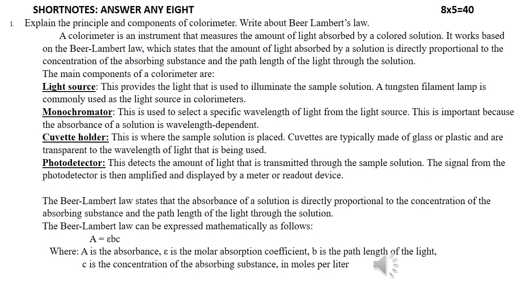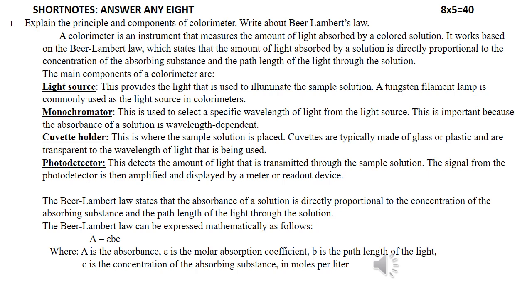Cuvette holder: this is where the sample solution is placed. Cuvettes are typically made of glass or plastic and are transparent to the wavelength of light that is being used. Photodetector: this detects the amount of light that is transmitted through the sample solution. The signal from the photodetector is then amplified and displayed by a meter or readout device.